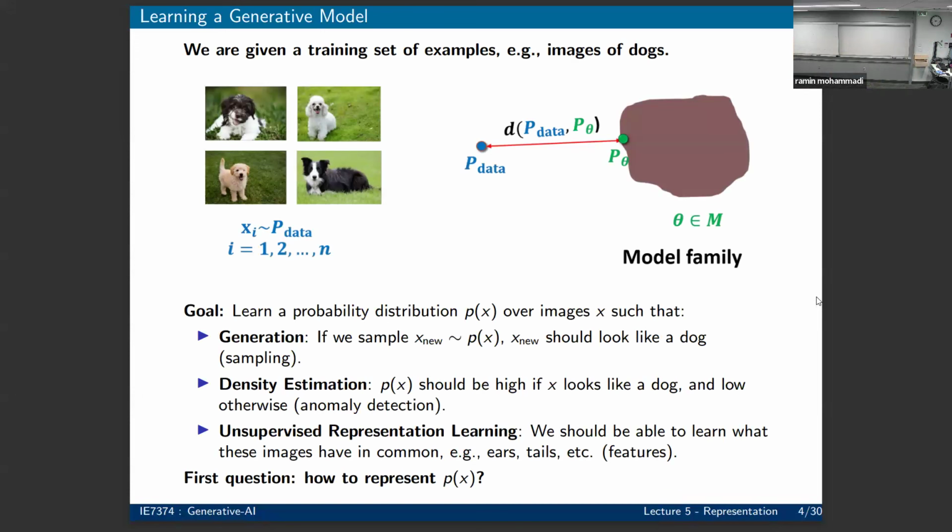Our goal is to somehow learn P of data, using some model families. We don't have P of data technically, but we want to learn P theta. That P theta is what we want to learn here. And the distance between those two is basically how good that learning was. We're going to talk about that.